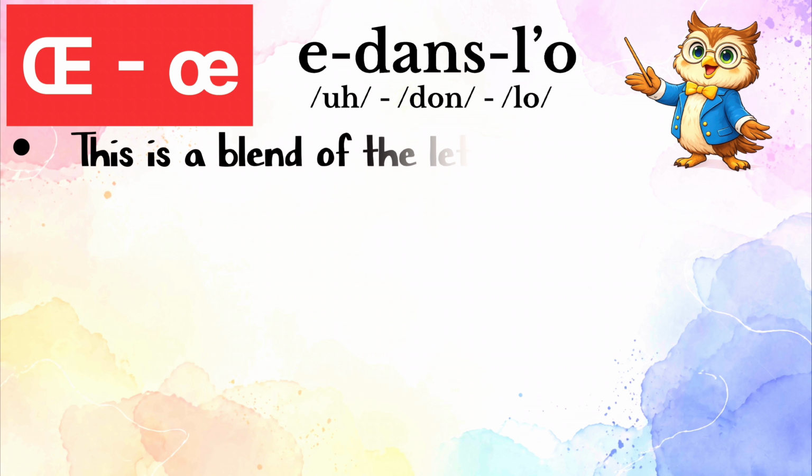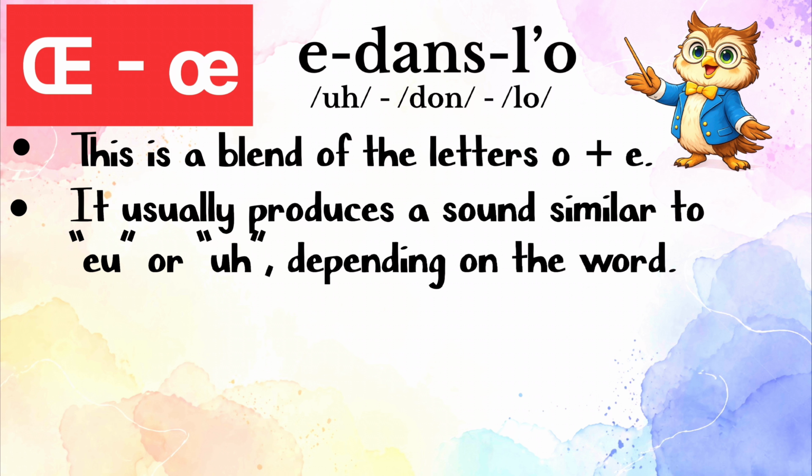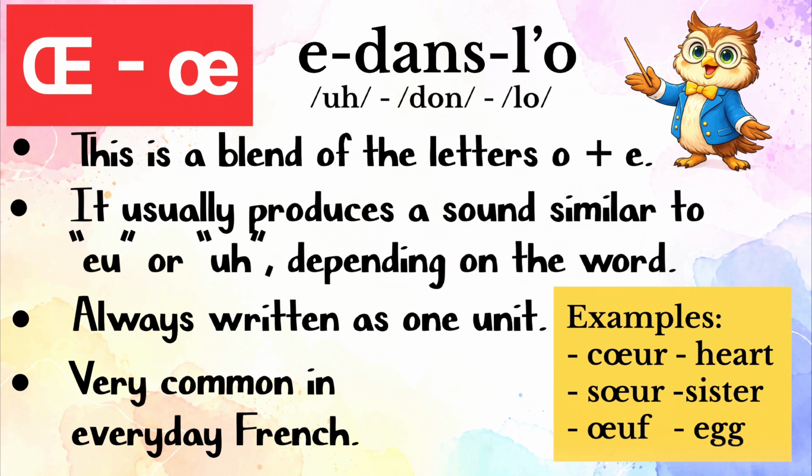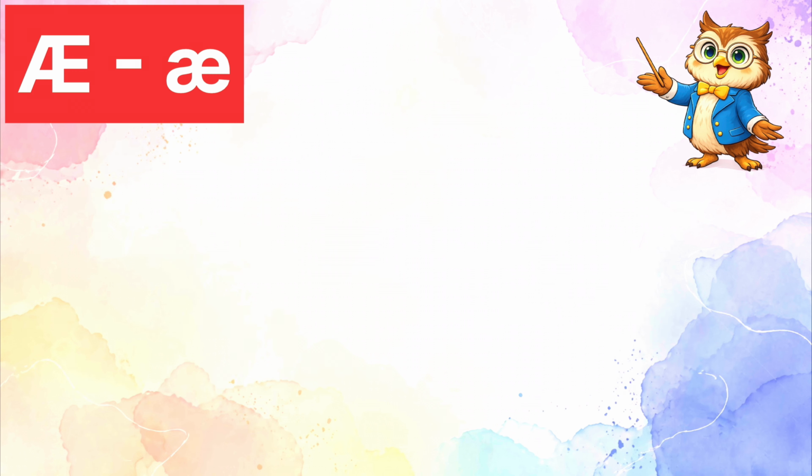This is a blend of the letters O and E. It usually produces a sound similar to the vowel sound depending on the word. Always written as one unit. Very common in everyday French. Examples: cœur, sœur, œuf.